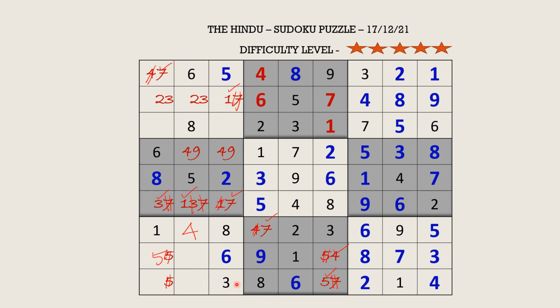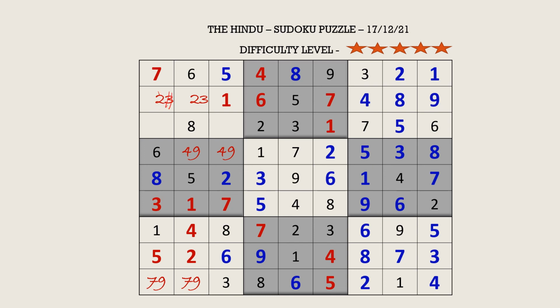This 2 is locking here. So this cell becomes 2. These 2 empty cells take 7, 9. This 3 cancels out the 3 here. This becomes a 2 and this becomes 3. Similarly, this 7 cancels out 7 here, this becomes a 9 and this becomes a 7.